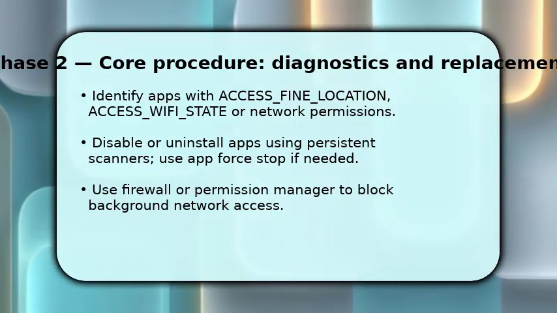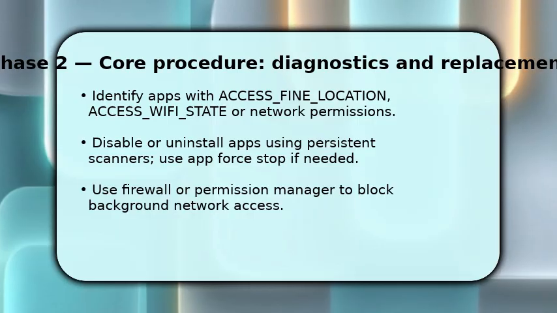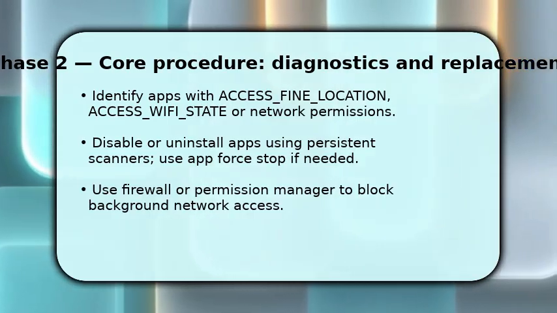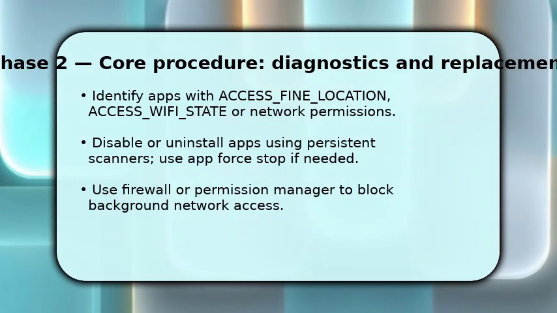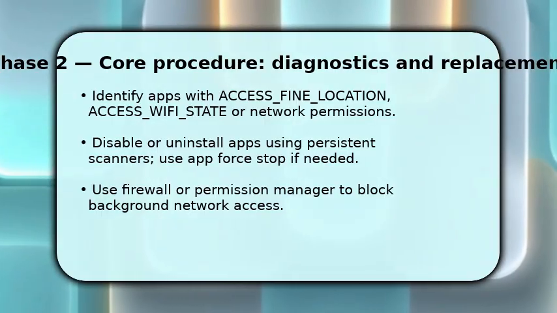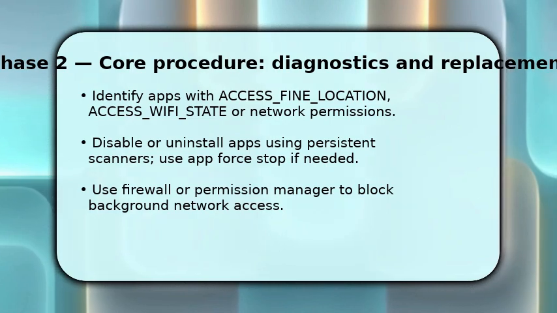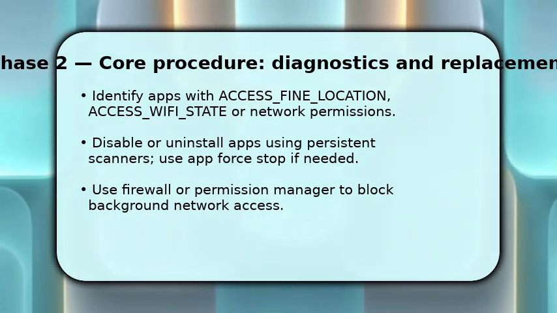Use a permission manager or local firewall to block background network access for suspect apps, which prevents them from initiating scans. Once these blocks are in place, monitor for scan notifications and proceed to finalize system-level controls.